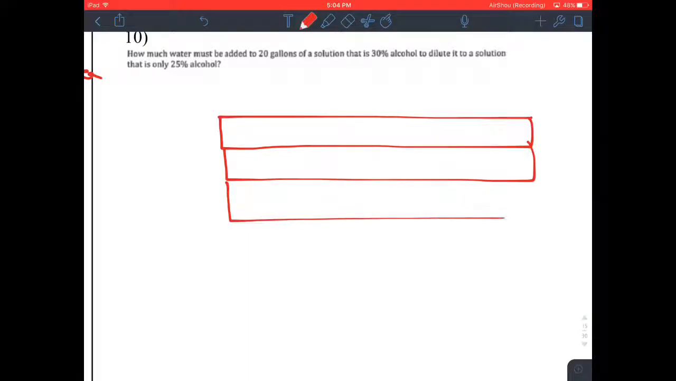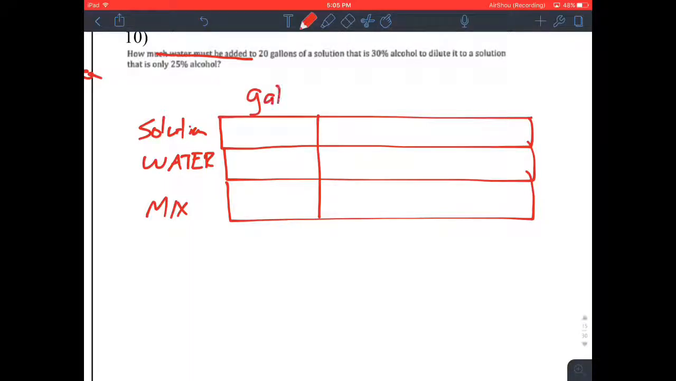We've got three things. That's why there are 3 rows. We have how much water should be added, so we're going to add in some water to 20 gallons of a solution. So we have the solution, we're adding water to it. That's going to give us a mixture. So what's going to go across the top? We've got gallons, and then we have percent alcohol. Now this right column is going to be the total alcohol.